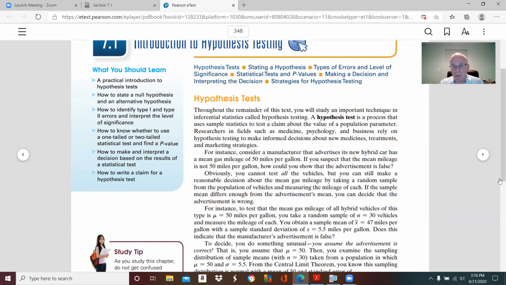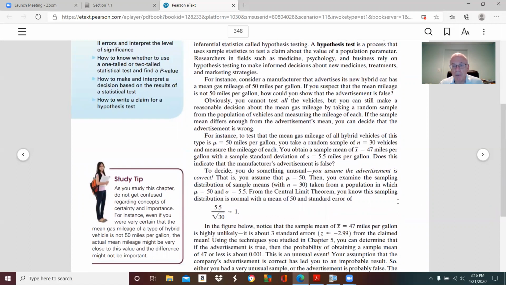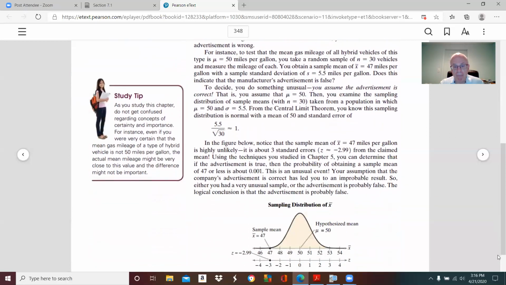So since we're going to use sample statistics, once again, we're going to use the sample distributions. The sample distribution of population means, if we're testing a population mean, or sample statistics for a population proportion, if we have a question about a proportion. So we're going to be using the mean and the standard error for the sampling distribution like we did in Chapter 6.